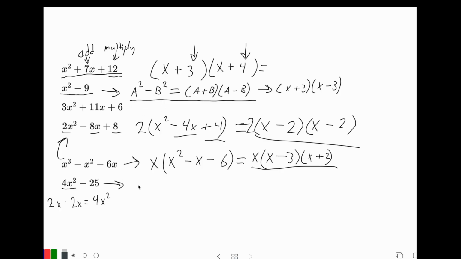If you haven't got it already, try it one last second. And okay, it's going to be 2x plus 5 and 2x minus 5. There you go. Okay, so these are all the general, the basic types of factoring. You really probably won't need anything much more difficult than this.